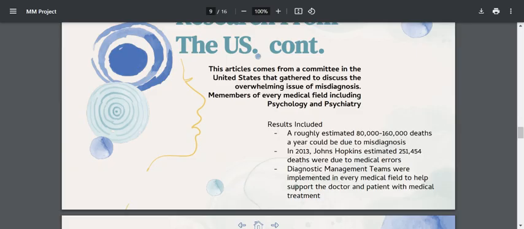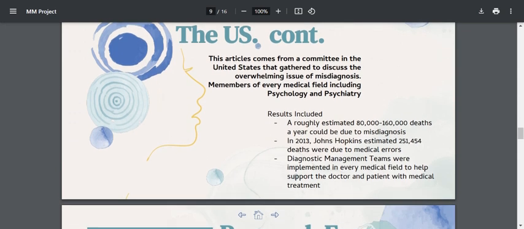Articles from a committee in the U.S. gathered to discuss the overwhelming use of misdiagnoses in the U.S. Members of every medical field, including psychology, were present. The results included a rough estimate of 80,000 to 160,000 deaths a year could be due to misdiagnoses.